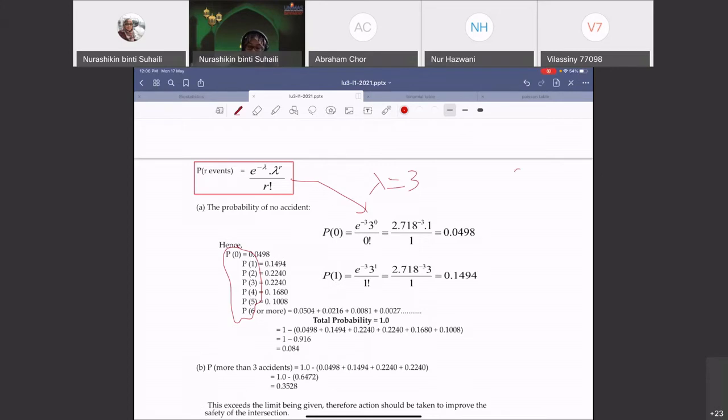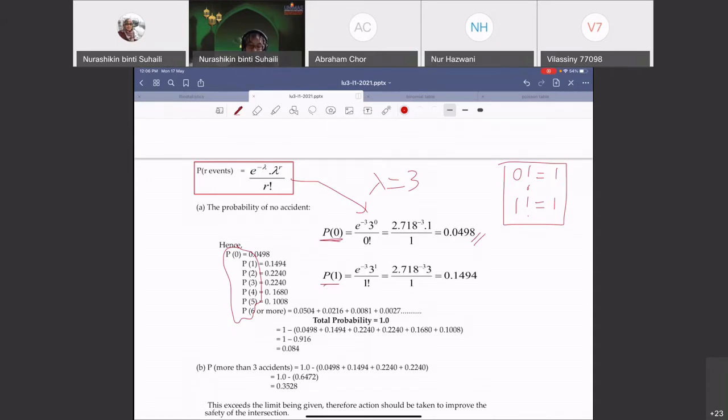Another thing about factorial is 0 factorial is equal to 1, and also 1 factorial is equal to 1. These two values you should know. Here is 0 factorial, so that's why it's replaced by 1. The value is 0.0498. That is the probability when r is equal to 0.